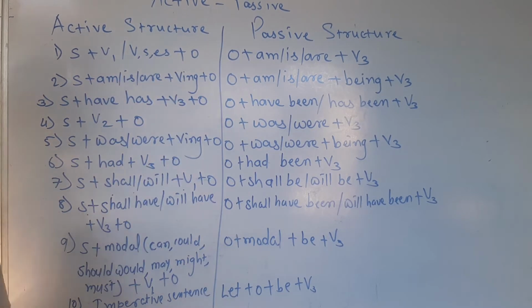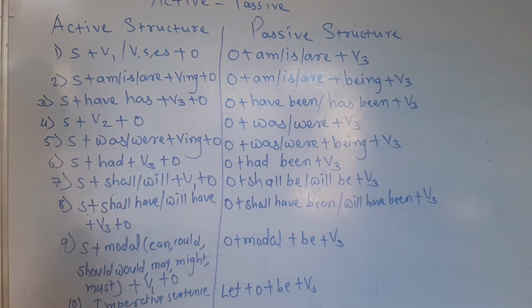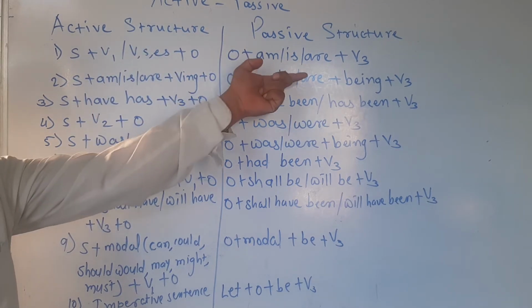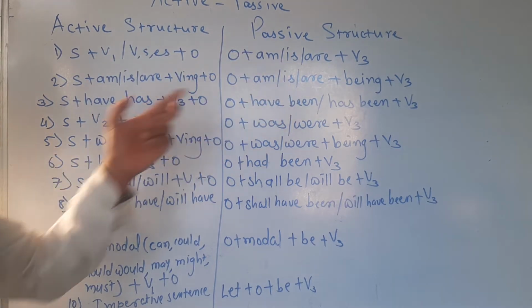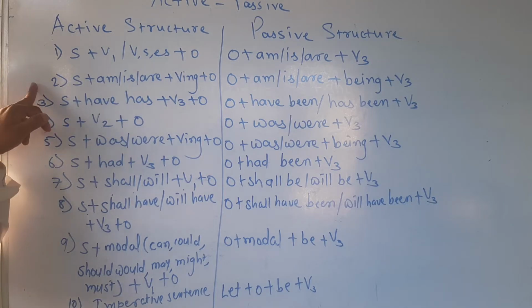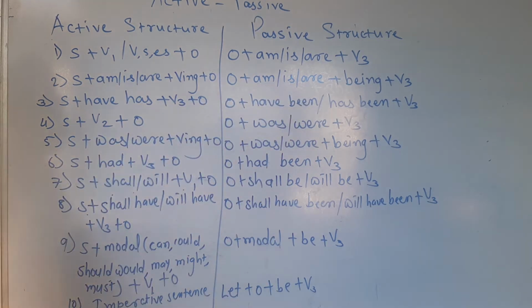Its passive structure is object plus am, is, or are, any one verb we have to use, and after that we have to use verb third form. For example, I write a letter: a letter is written by me. Second structure is of present continuous. I am writing a letter: a letter is being written by me.